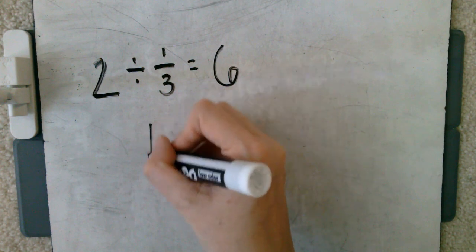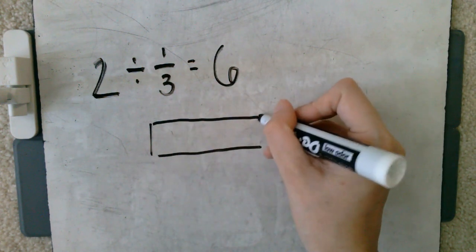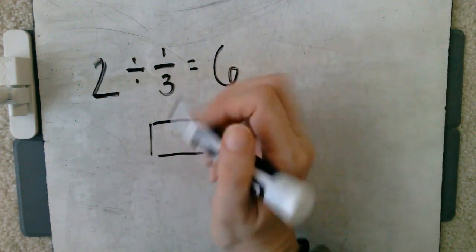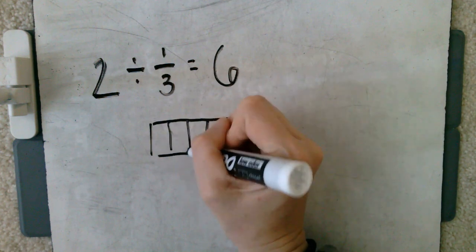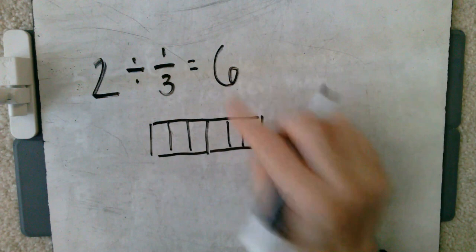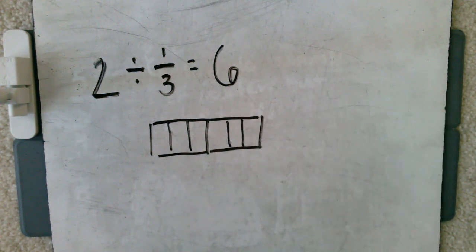If I had 2 pieces of something, and I took each of those 2 pieces and split them into thirds, I would have a total of 6 pieces. Let's try another one.